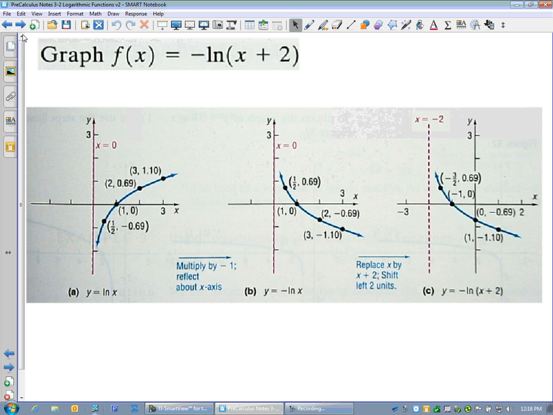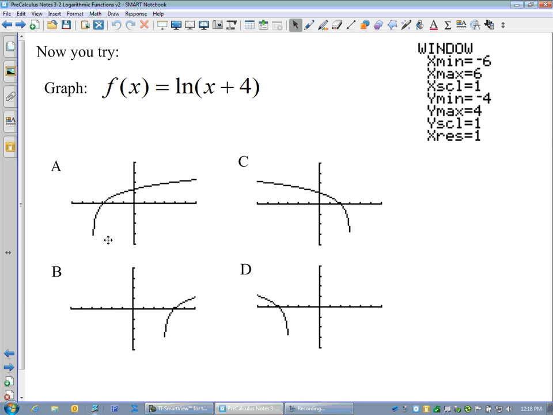All right, let's take this one step further and see if you can recognize this shift. Notice how the function is the natural log of x plus 4. If we looked at it in the calculator using these settings for our window, the question is which one of these would be the correct graph.